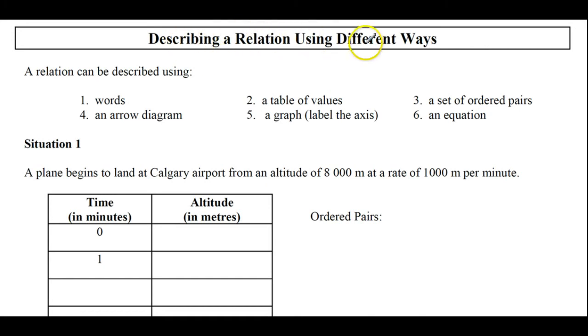Describing a relation using different ways. Wow, awkward or what? How about different ways to describe a relation?